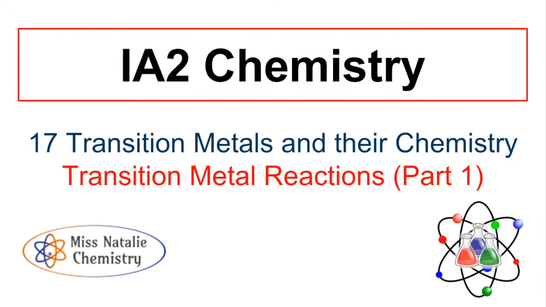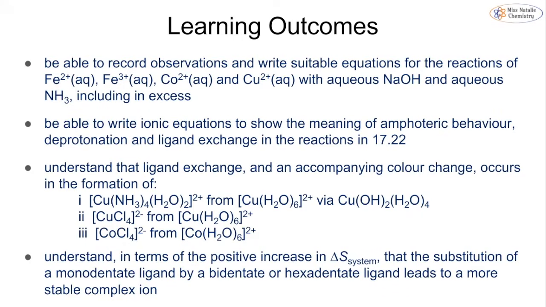In this video, we're going to be looking at the first part of topic 17b, which is the reactions of specific transition metals. This will be split into two parts just because there's quite a few different reactions that we need to go through, and we'll look at some past paper questions. And this is part of the IAL chemistry course from Edexcel.